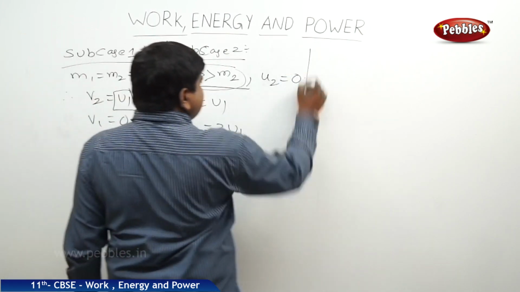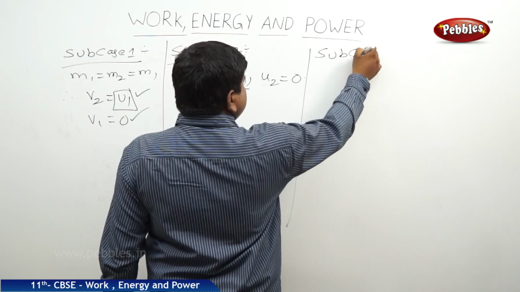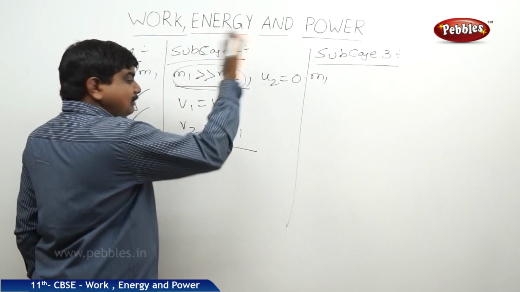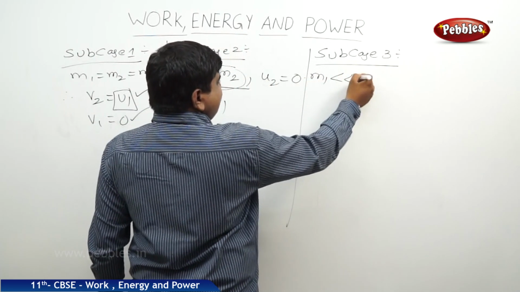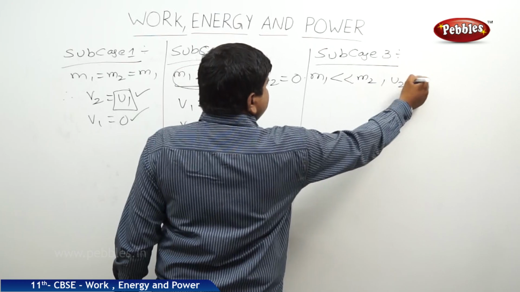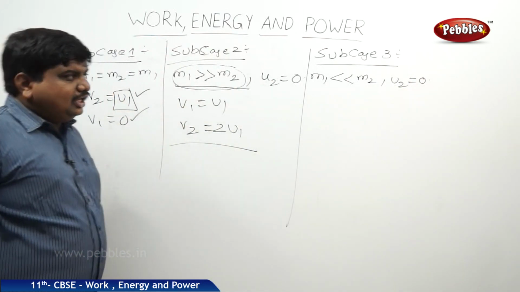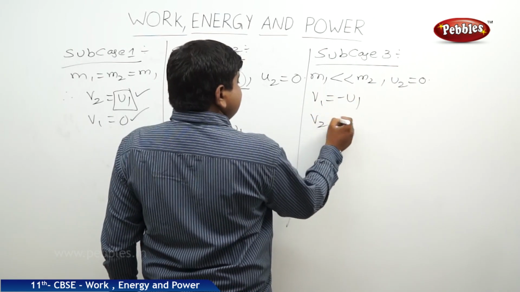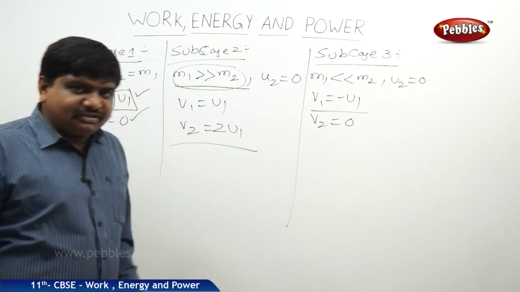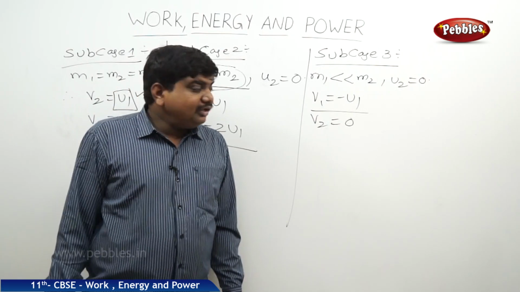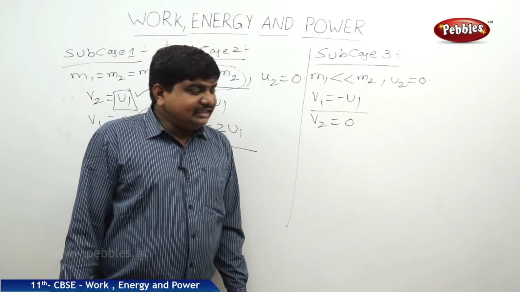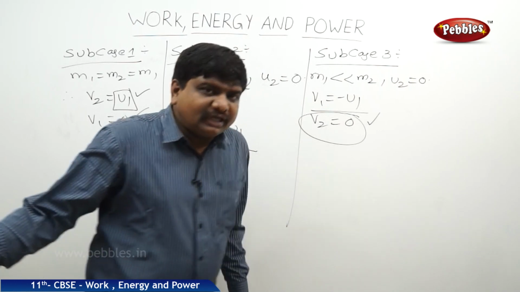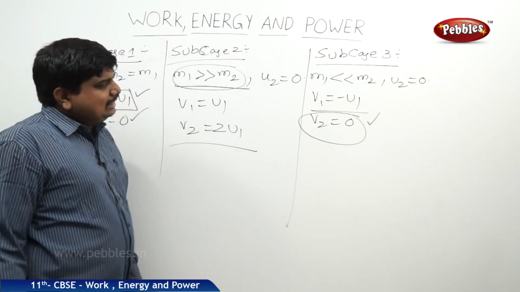The third sub case is similar. Here it is m1 much less than m2, as well as u2 is equal to 0. If we substitute these values, we will get v1 is equal to minus u1, but v2 is equal to 0. What is the meaning of v1 is equal to minus u1? The first body will move with the same velocity as the initial in the opposite direction, but the second body will automatically come to rest. These are the special cases we should discuss.